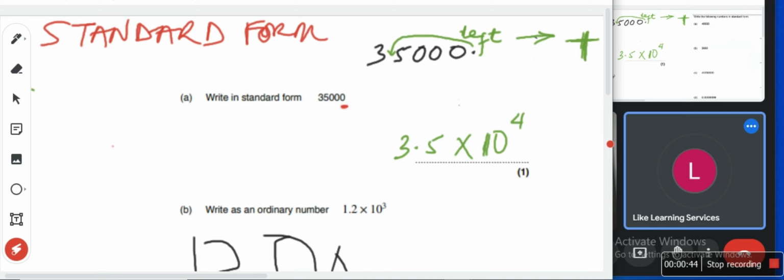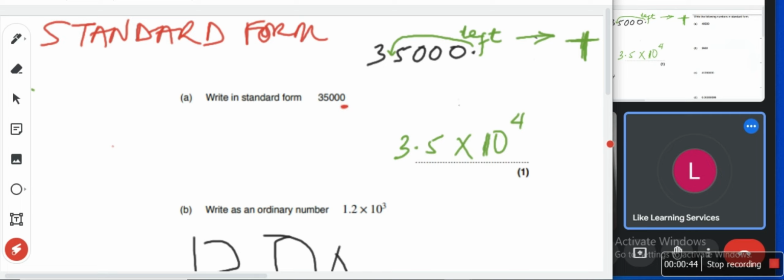So remember, this is about standard form. I can title it this way: standard form. Sometimes we also call it scientific notation. It's just a way of using powers of 10 to re-express numbers. Look at this first example. Write in standard form 35,000.